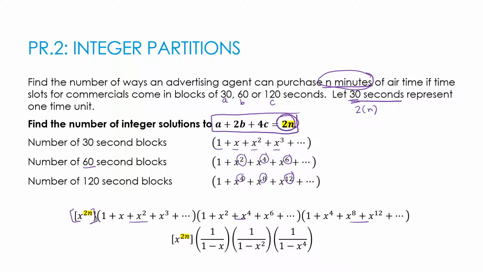This is 1 over 1 minus x. This is, because I'm going by 2's, 1 over 1 minus x squared. And then again, because I'm going by 4's, 1 over 1 minus x to the 4th. So here is my final solution. It seems so easy once you go through it, but again, keep this equation in mind, as we're going to use it again in just a moment when we try practice 3.